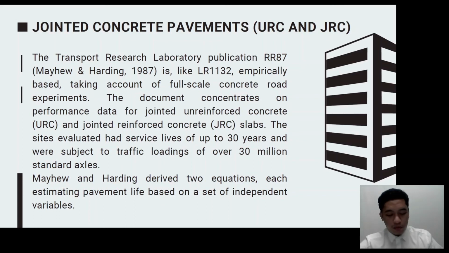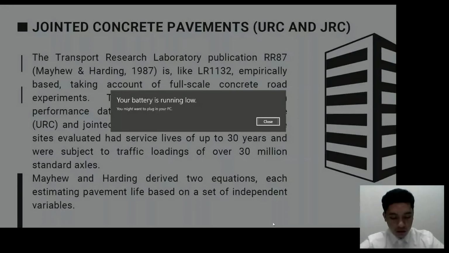The Transport Research Laboratory publication RR87 is like LR1132, empirically based, taking account of full-scale concrete road experiments. The document concentrates on the performance data for jointed and reinforced URC.